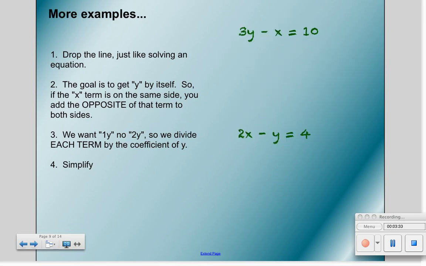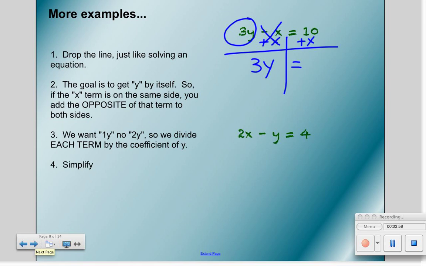Couple examples. So let me do these for you really quick. Drop my line. Wherever my y is, I want to add or subtract the x term to get it away from the side. So since it's minus x, I'm going to add x. These x's cancel, so I'm left with 3y. They are not like terms. I cannot just combine them together. So I'm going to put the x part first, plus 10. Okay, so again, notice it's not 10x, it's x plus 10.